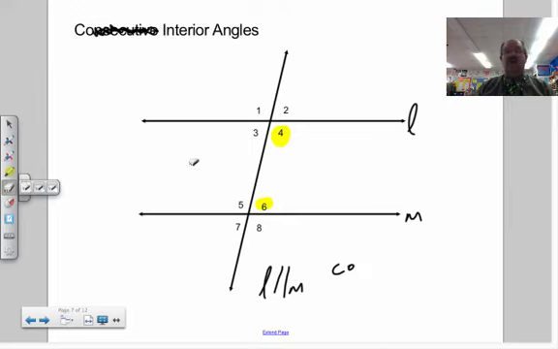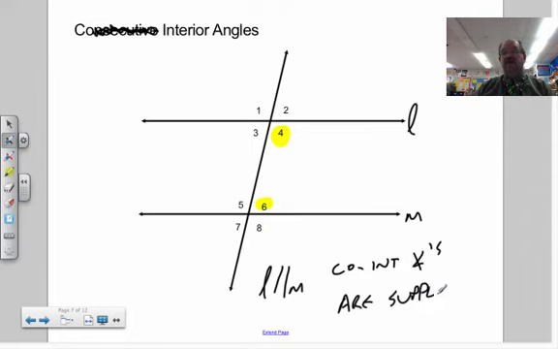are supplementary. Not going to have enough space. They're supplementary, which means they equal 180 degrees. So 4 and 6 add up to 180 degrees. So does 3 and 5. So that's handy sometimes to know.